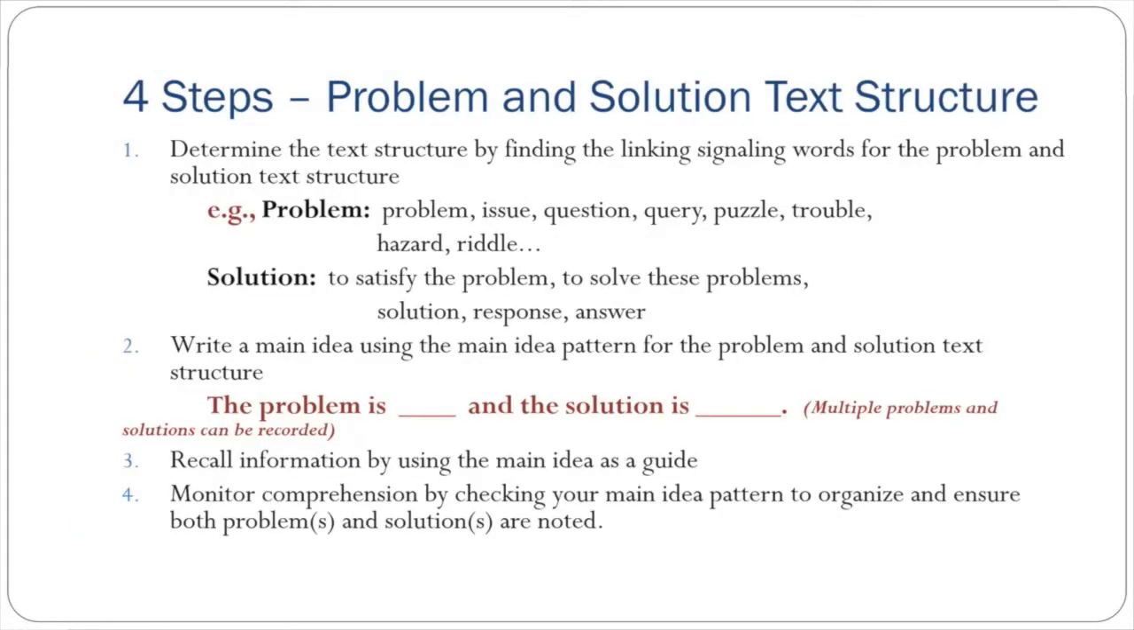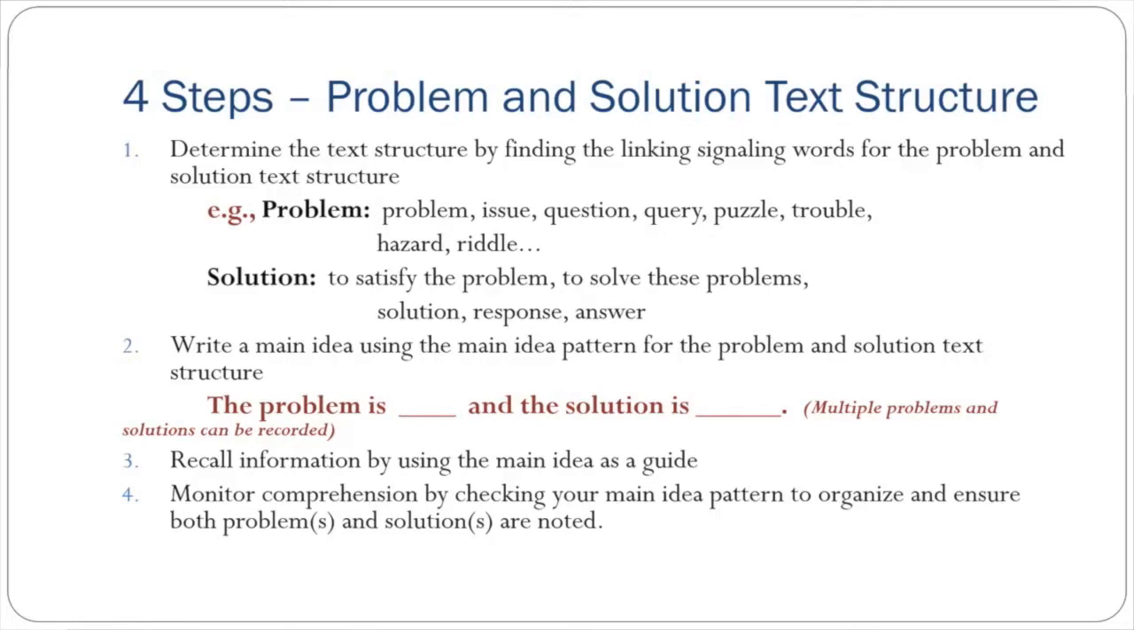The 4 steps to identifying problem and solution text structures and utilizing it in creating strategic memory are: first, determining the text structure by identifying the linking signaling words. The second is to write a specific pattern-driven main idea. The third step is to recall as much information as possible using the main idea as a guide. And finally, the 4th step is to monitor the comprehension by checking the main idea pattern and making sure that you understand what the problem is and what the solutions are.